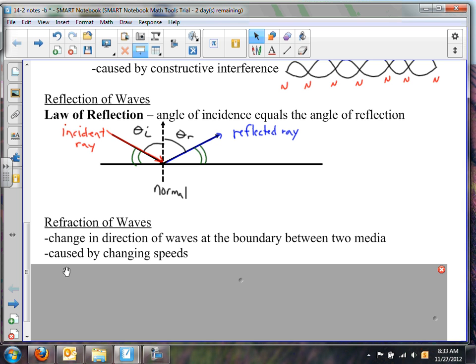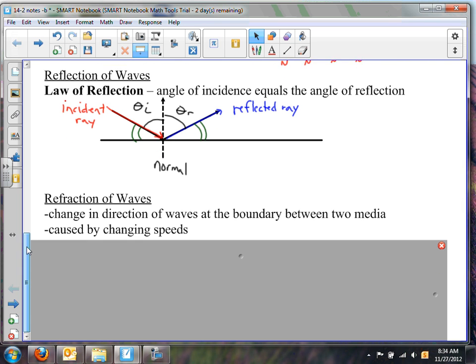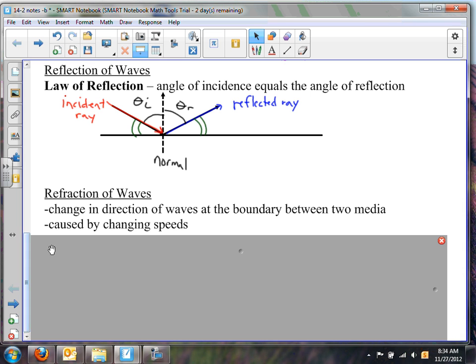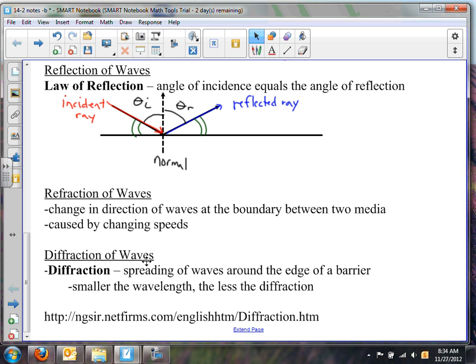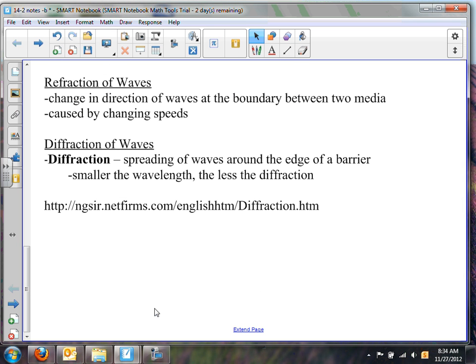Refraction is a change in direction of waves at the boundary between two media. And these are caused by waves changing speeds. So if you go from one medium to another, the waves will change speeds and therefore bend if they entered at an angle. And I'll show you that here in a second. Diffraction is the spreading of waves around the edge of a barrier. And the smaller the wavelength, the less the diffraction. So if you have really long waves, they can bend more.